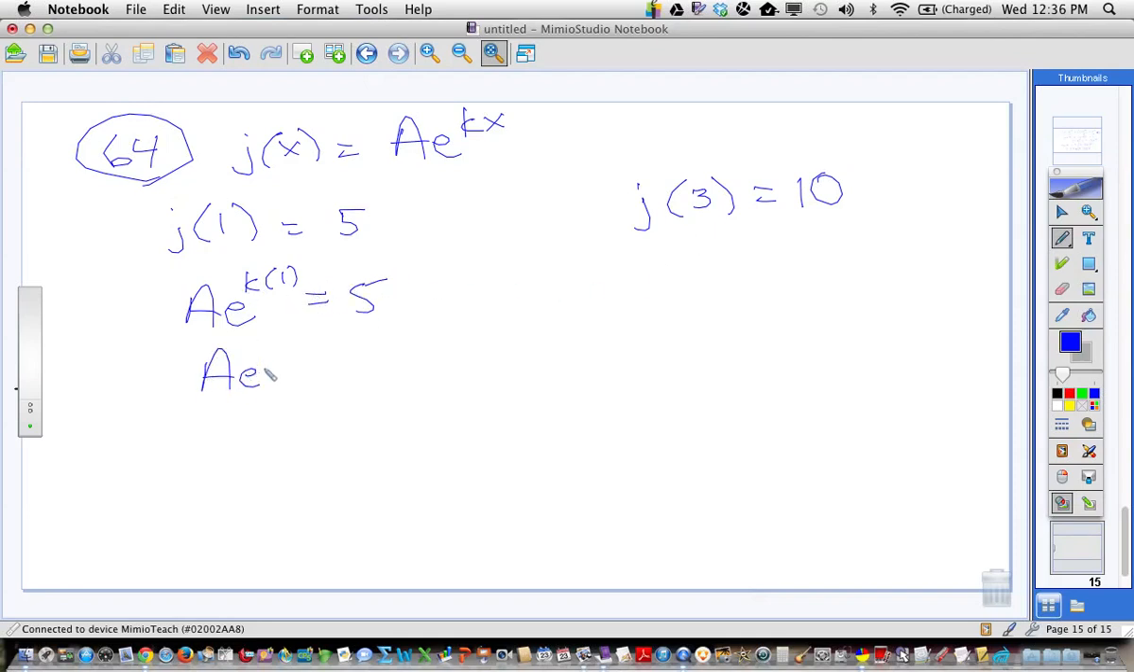I'm going to rewrite that here. Just a e to the k equals 5. But I can't really do anything with that because I got 2 unknowns. So do the same thing over here. I'm going to plug a 3 in for x. So I get a e to the k times 3 equals 10, which would be nicer to rewrite as a e to the 3k equals 10.